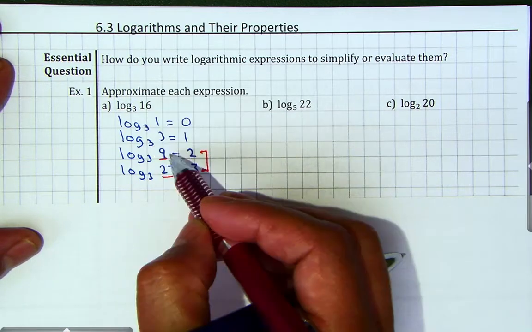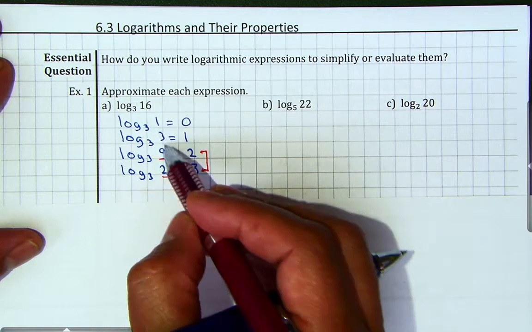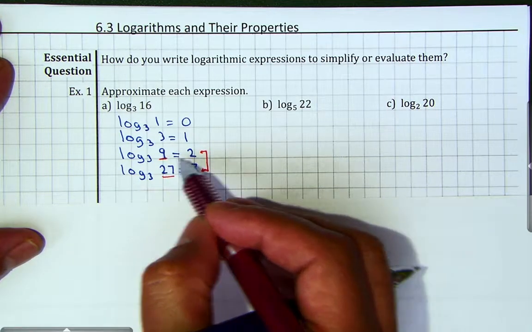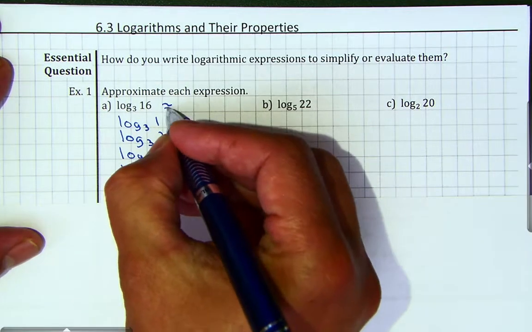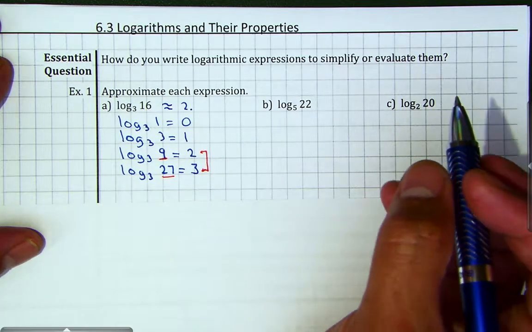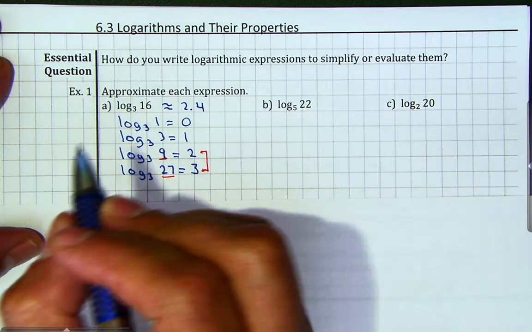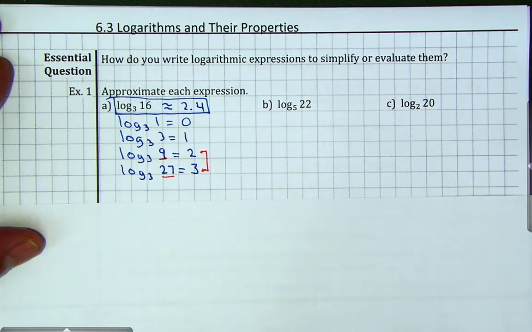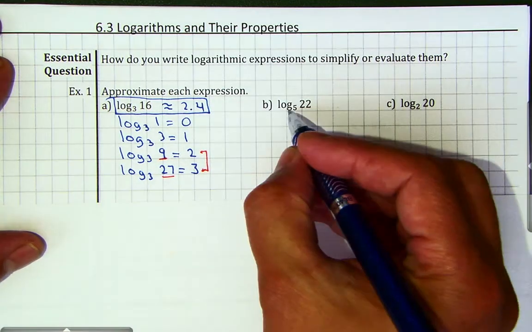So is 16 closer to 9 or 27? Let's see, it's 7 away and it's 11 away. So it's closer to 9, so it should be closer to 2. So we'll say around 2.4. Perfect. 2.3 is fine. So let's try the next one. So which one should I start?